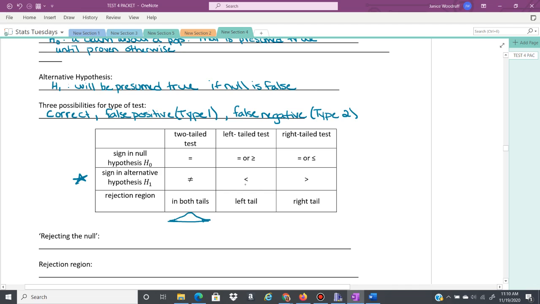Okay, you have a left-tailed test where the alternative hypothesis points to the left. So that would be the left side is highlighted. And then a right-tailed test, the alternative hypothesis points to the right. Right side is highlighted.